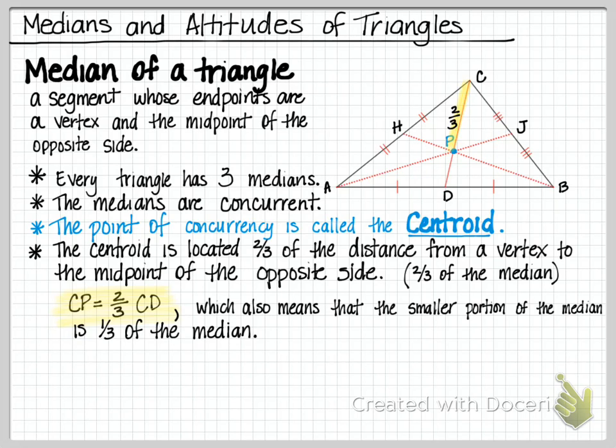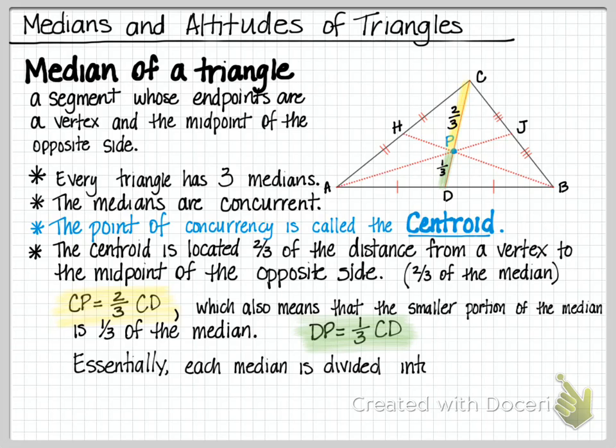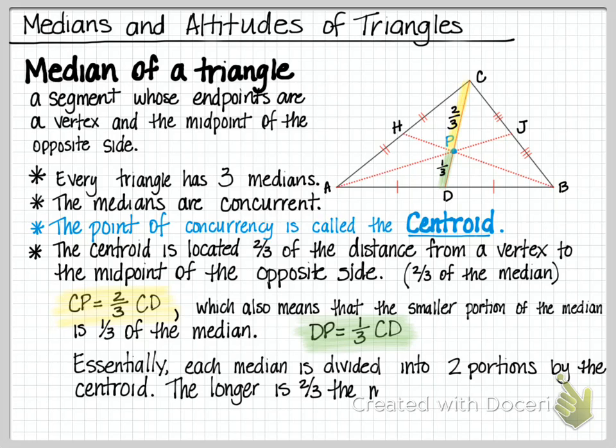Now, it also means that the smaller portion would have to be 1/3, because that would make the whole thing 2/3 for the longer portion and 1/3 for the shorter portion. And so DP, as we highlighted in green, is 1/3 of the median. So essentially, the median is divided into 2 portions by the centroid. There's a longer portion and a shorter portion. The longer portion is 2/3 of the median, and the shorter portion is 1/3 of the median.